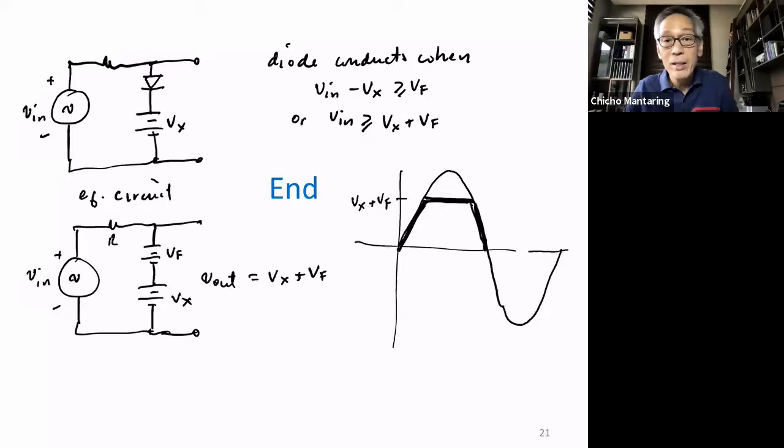Okay. So that's the end of diodes. The first electronic device that you're introduced to. So next week will be transistors. It's going to become more exciting next week.